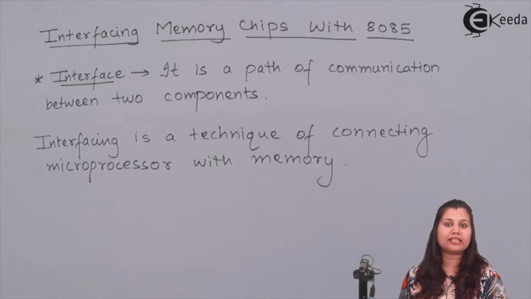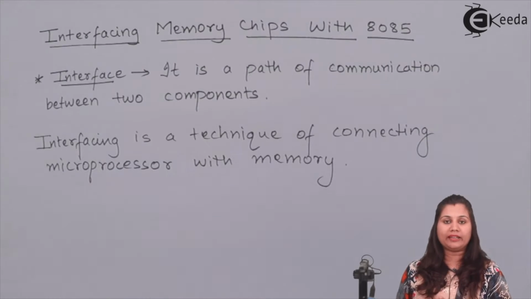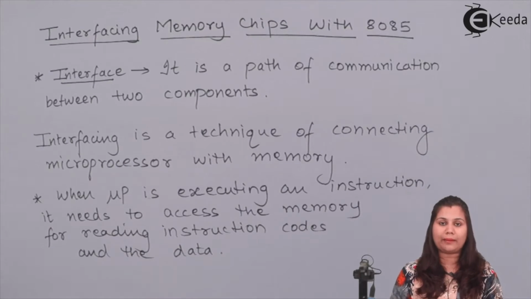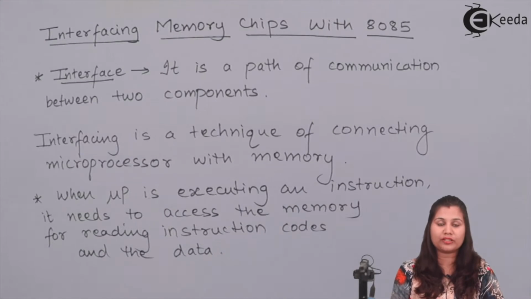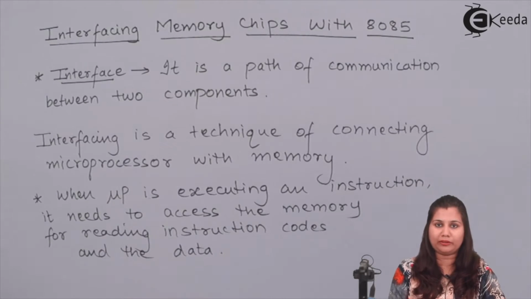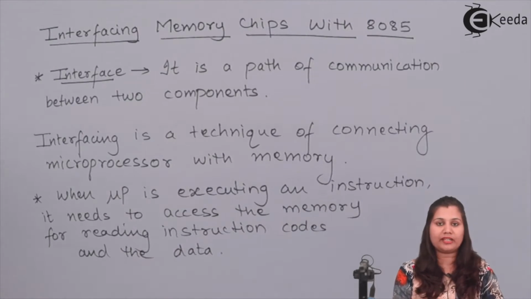So interfacing is needed for the transfer of data, whenever the microprocessor wants to read or write data from the memory. Also, the programs written in the memory, the intermediate results and the data are all stored in the memory of the microprocessor. Whenever the microprocessor wants to utilize that data, it needs to access the memory and it needs the interfacing circuit.